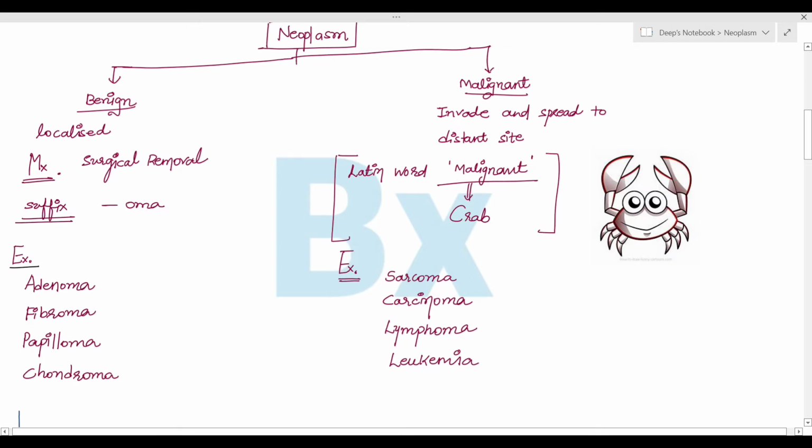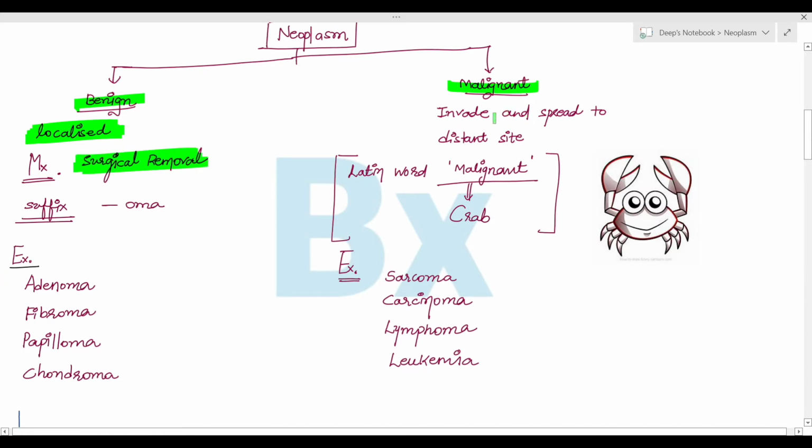Neoplasm has two types. One is benign and the second one is malignant. Benign, the name suggests, benign है, वो दयालु है, मतलब हमारी बॉडी को इतना नुकसान नहीं पहुंचाता है. Because it is a localized abnormal growth of tissue. So obviously अगर localized है तो उसका मैनेजमेंट कैसे करेंगे हम? सर्जिकल रिमूवल. So by surgical removal, benign tumor को हम ट्रीट कर सकते हैं.